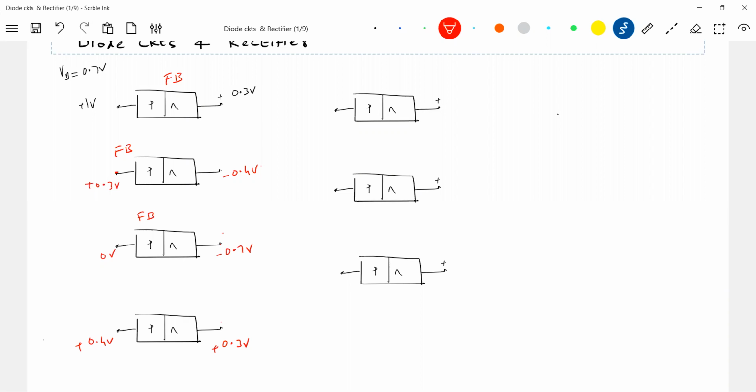Now look at this second case. P should be more positive than N by 0.7. So how much is it? The difference of voltage is 0.1 volt only. So you don't call it reverse bias, it is unbiased. I think there's a difference there. It's unbiased here. P is more positive than N by not 0.7, but 0.1 volt. So it's unbiased. Will there be any small current? Yes, a very small current will flow here.